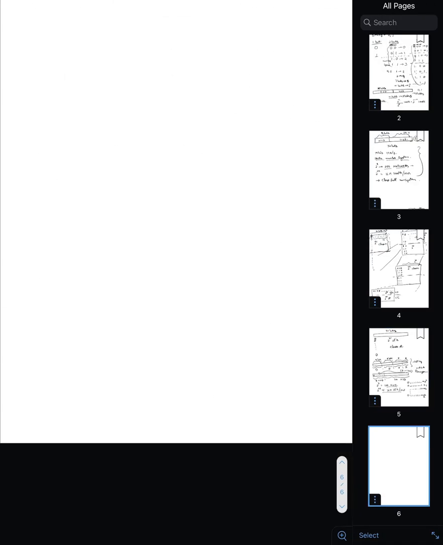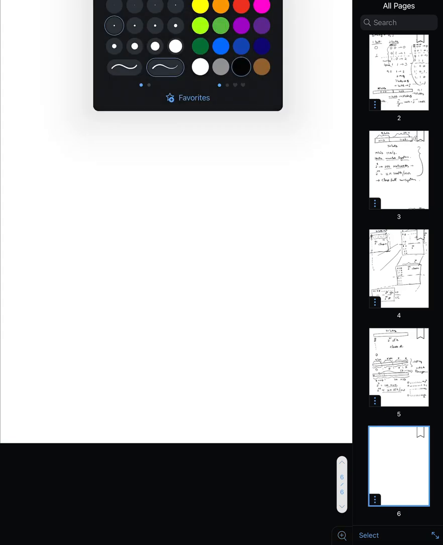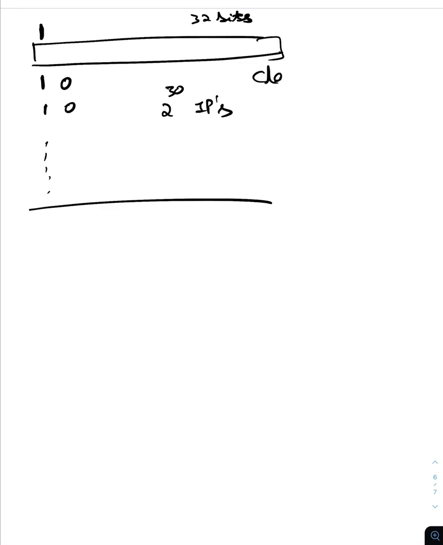Then we'll go to class B. So for class B, just like class A, it has 32 bits. As I explained before, it has already selected 1, 0. So it has 2 power 30 IPs. Class B.